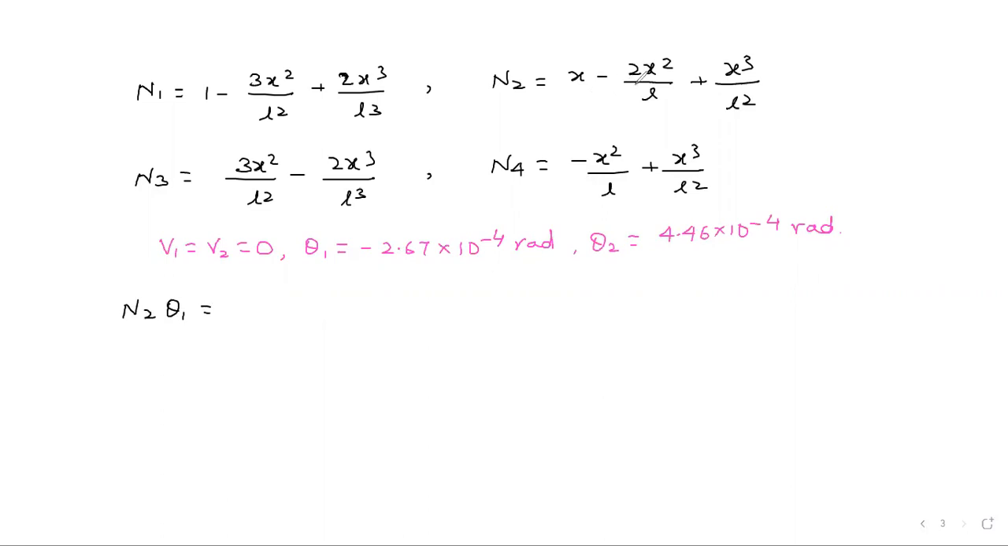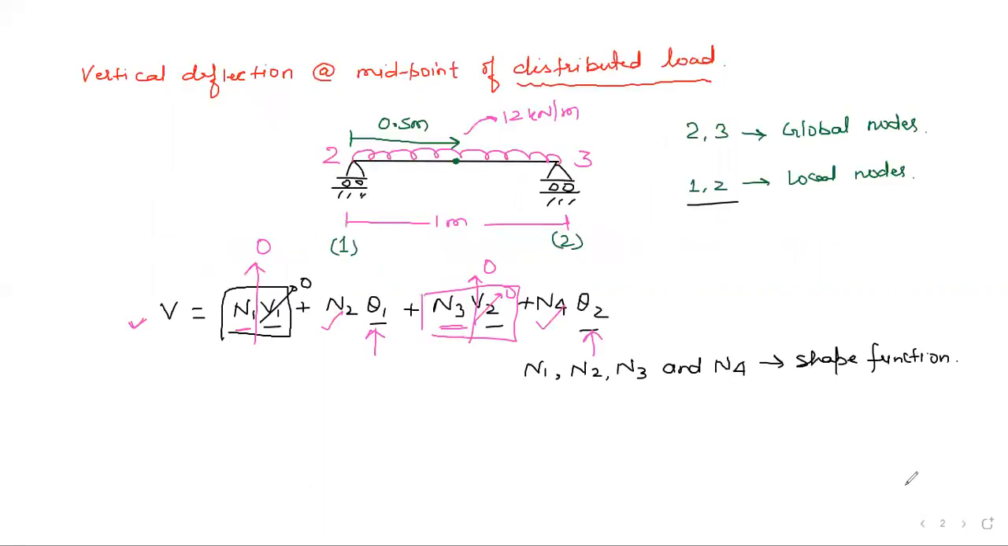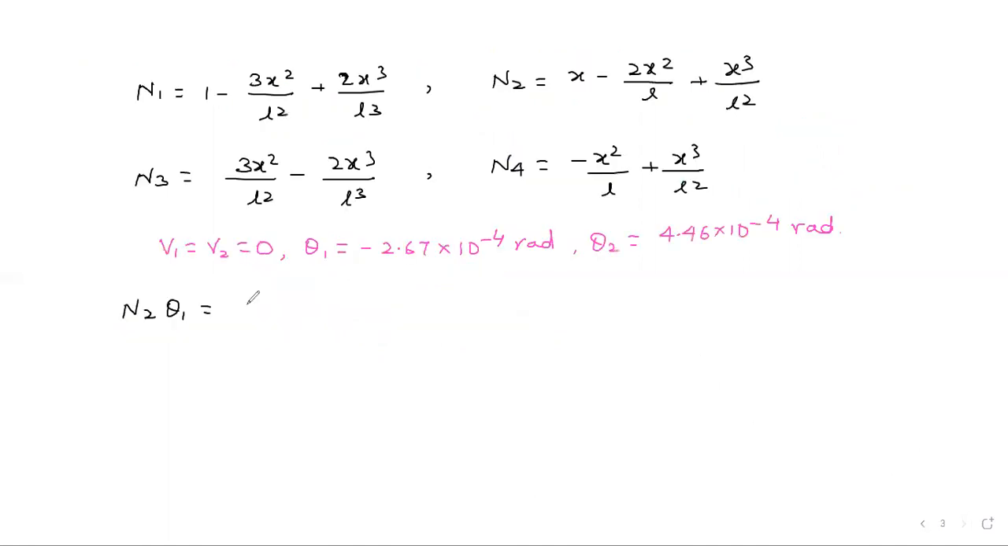N2 theta 1 is equal to, now what is N2? N2 is x minus 2 x square by L, plus x cube by L square. So what is the x value now? That is the question. This is 0.5 meter. We have to keep 0.5 meter in place of x, because at a section of x we can find the vertical displacement. Here x is given at the midpoint. Midpoint means half of this, which is 0.5 meter, right? So x is 0.5, so we will keep 0.5.